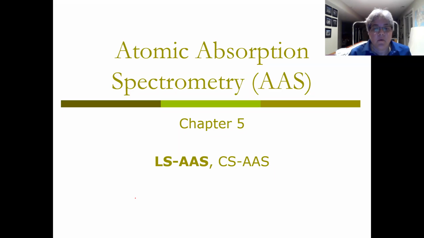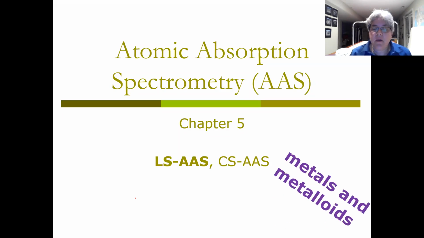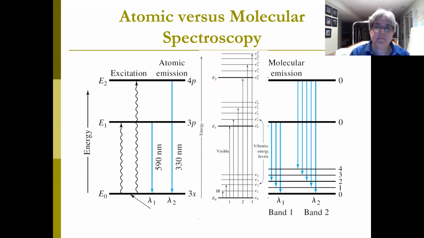Okay, so we're switching over from molecules to atoms. The primary thing that we use this method for is to measure the concentration of metals and metalloids. So comparing molecules and atoms: remember in molecules, we talked about you get these broad bands because you have vibrations and rotations. Now in atoms, when we talk about electronic transitions, we don't have vibrations or rotations. So we just have these lines to look at. So we get what are called line spectra.